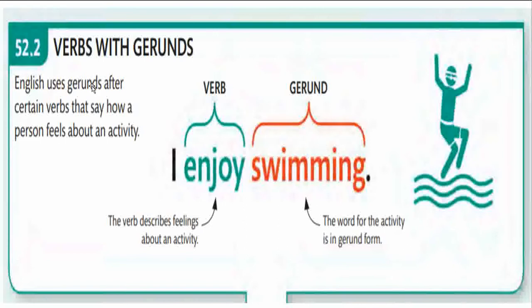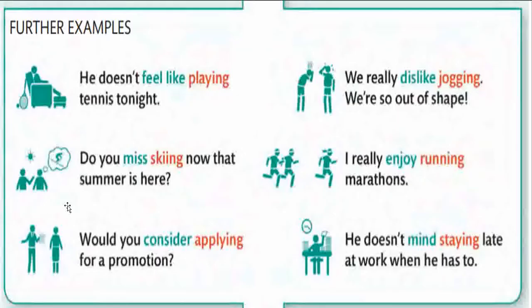So let's go back to our understanding. English uses gerunds after certain verbs that say how a person feels about the activity. So the verbs will tell you how the person is feeling about the activity, and the gerunds follow after it. And the word for the activity is in gerund form. That means it has got the force of a noun as well as the force of a verb. Now let us see certain examples of how these main verbs and gerunds are used. If we go back and see in our construction, we had the main verb in green color and the gerund in red. So the same structure is followed.